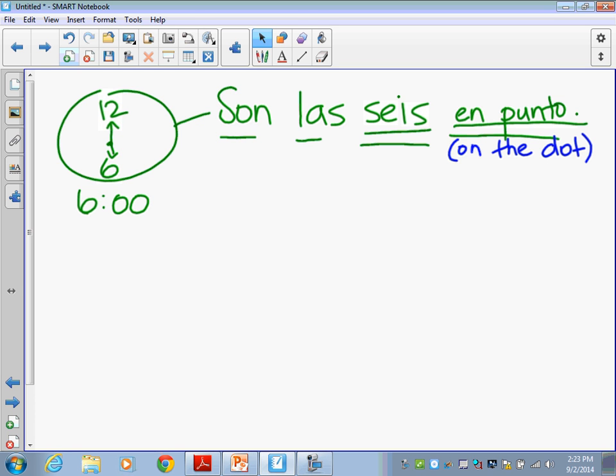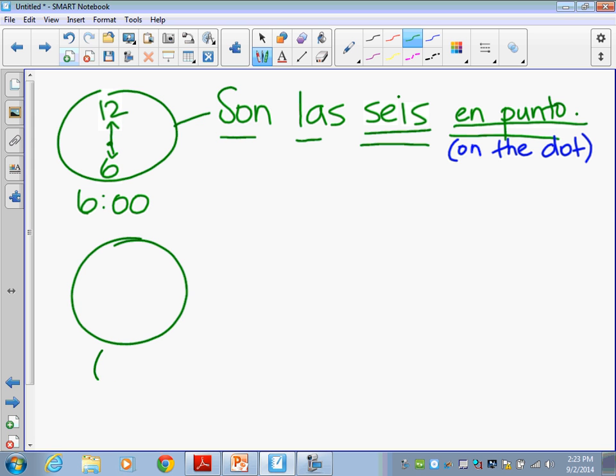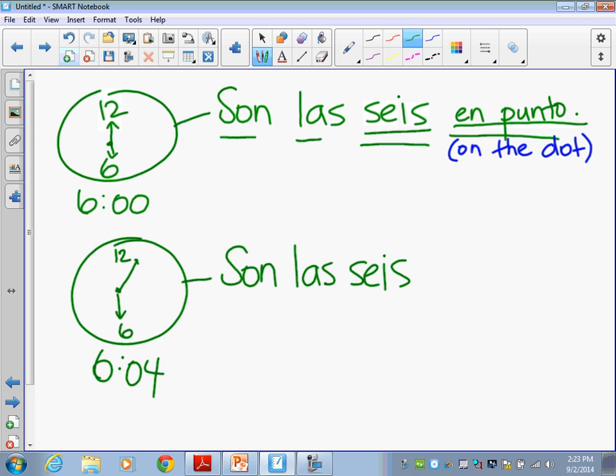Many times, though, it is not exactly that time on the dot. If we have minutes, for example, 5:15, it's 5 and 15 minutes, or 6:04, it's 6 o'clock and 4 minutes, we're going to construct a little bit longer sentence. So let's take a look at that one, 6:04. Let's say it's just a little bit after the hour, okay? So it's 6:04.